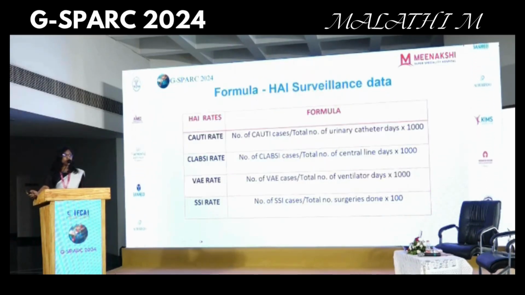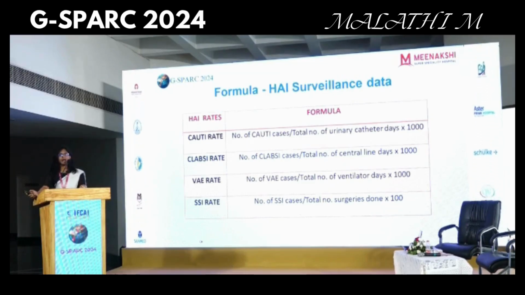So these are all the formulas. Please remember, do not use patients as denominators. What we are capturing is incidence per device days. We are not looking at patients, we are looking at the device care. So the denominator is always device days. For CAUTI, it's catheter days. So this needs to be collected every day.